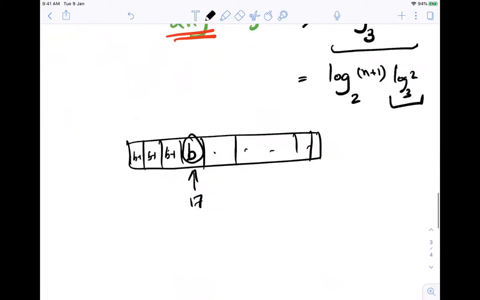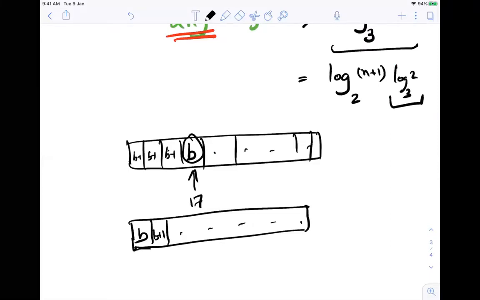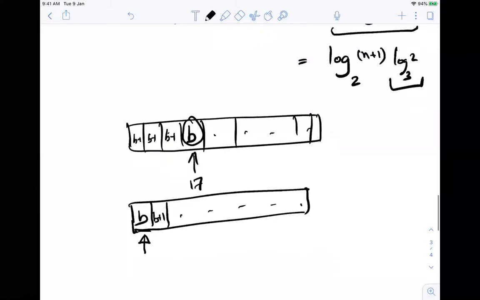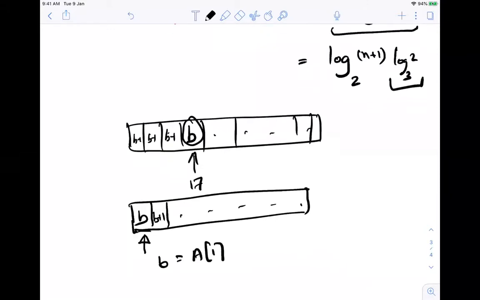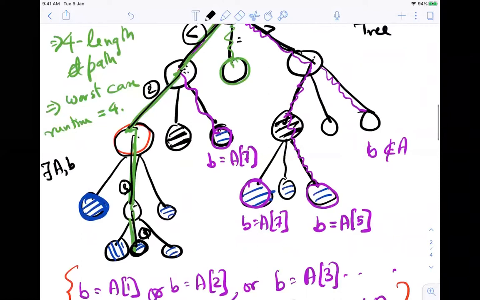What I can do is produce an A where I place B in the first position and everything else is not B, something else, I don't care. In that case, your algorithm will be forced to answer, if it has to actually answer the right thing, that B is equal to A of 1. So it cannot be that your algorithm never outputs B equals A of 1. Similarly, your algorithm can never output B equals A of 2, and so on. So that means your algorithm at some point, for some input, must output B equals A of i.